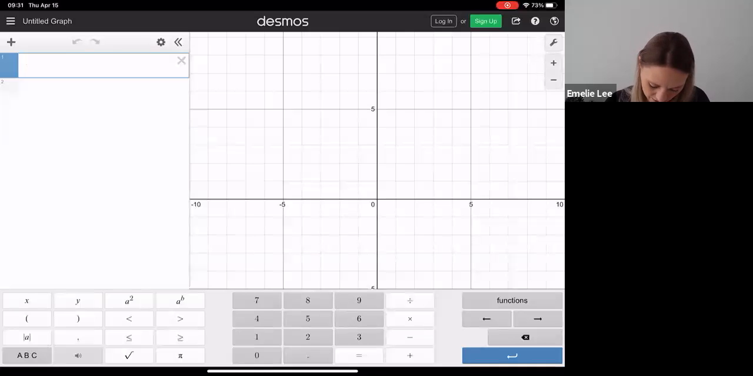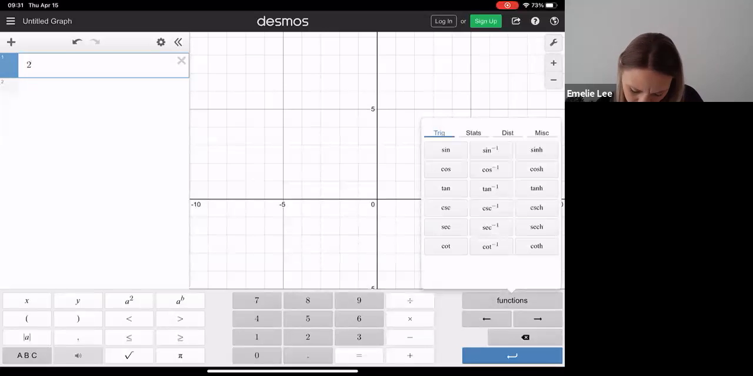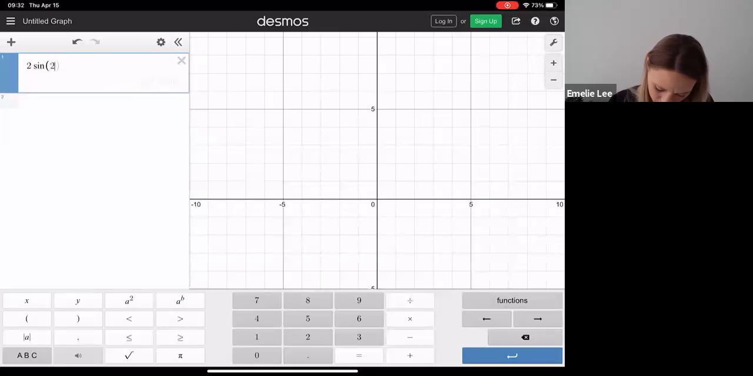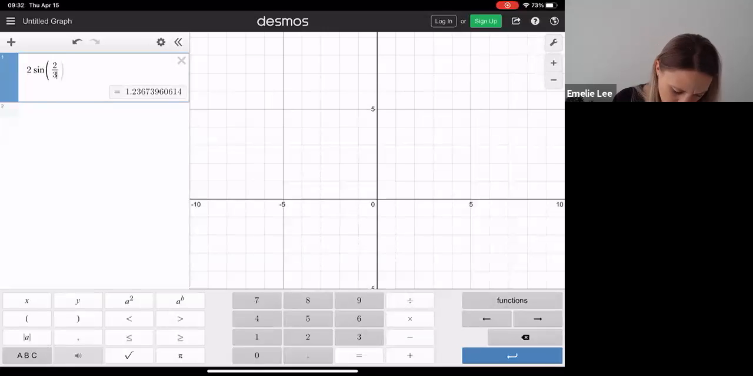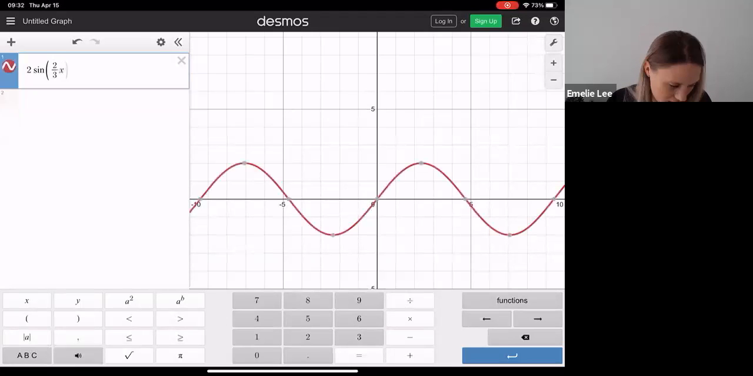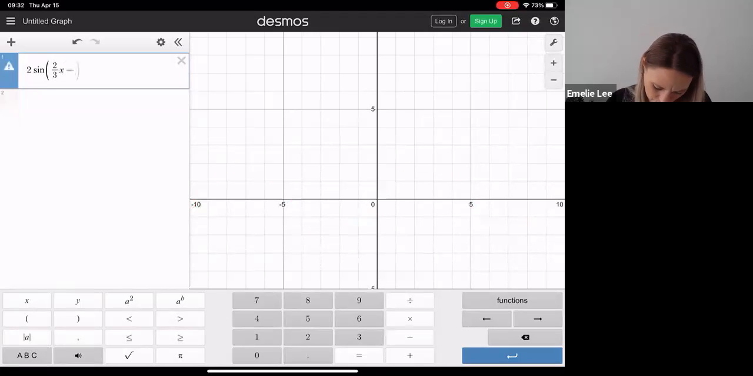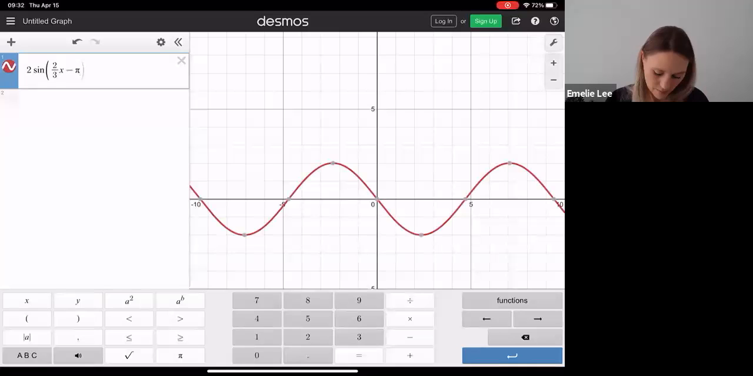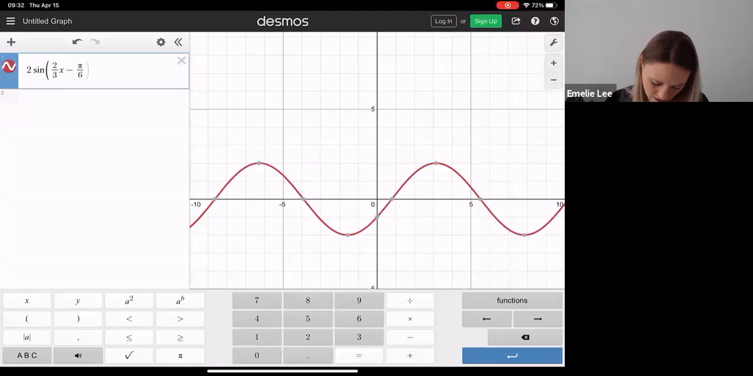Okay, I have 2 times the sine, which should be in the functions. Yeah, the sine of 2 over 3. And just make sure that you write it out the way it appears in the question, times x, minus pi, which is also on the calculator here, kind of over to the right, there's the pi button. Okay, pi divided by 6, and then close that bracket.